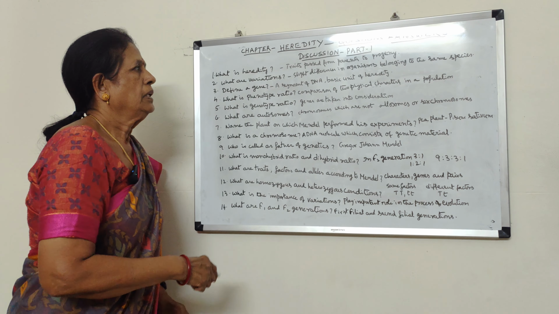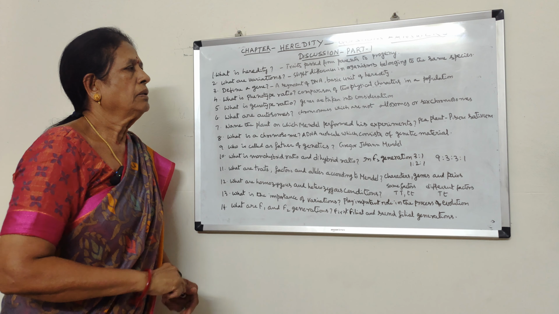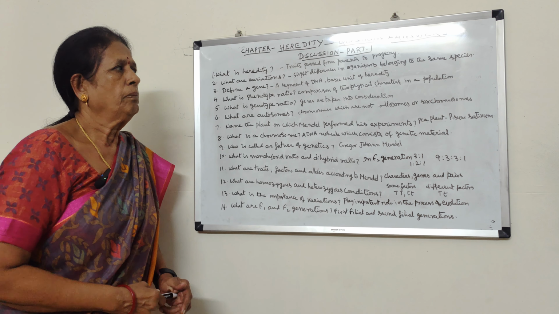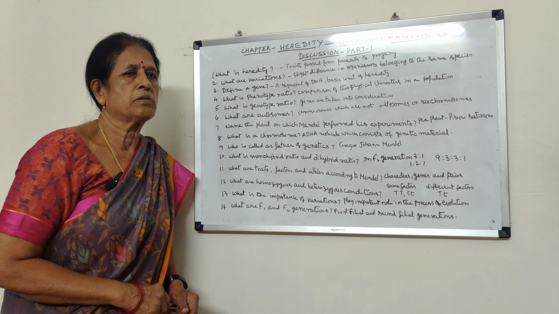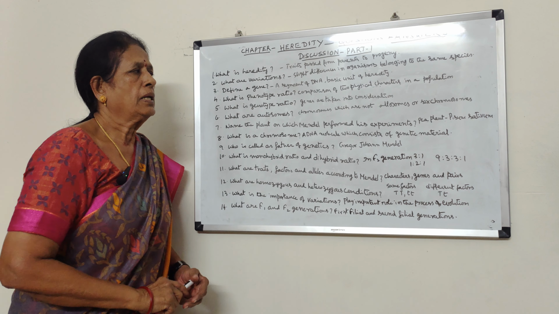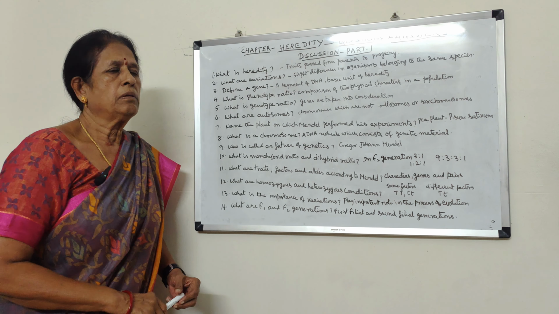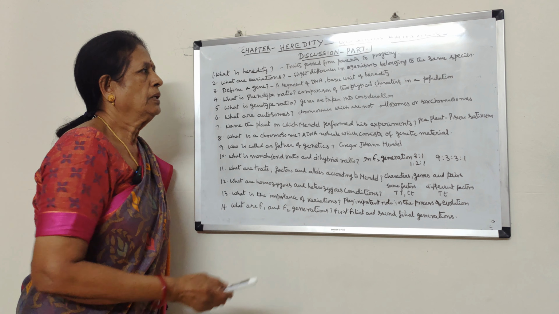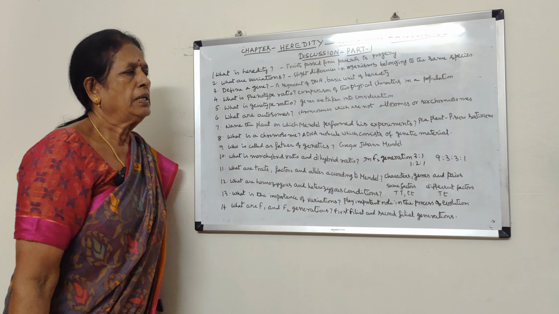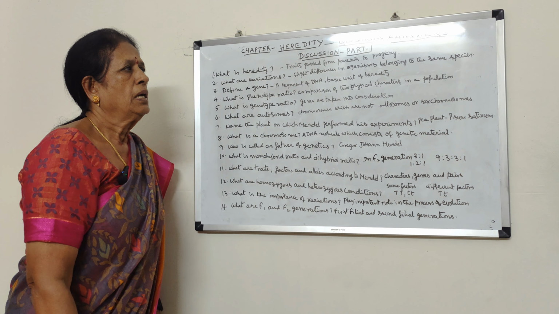Heredity is the process where the traits are passed from parents to progeny, or parents to offspring. It means the characters are passed from the parent generation to offspring. That is called heredity. What is variation? Variation means the slight difference in the organisms belonging to the same species, in a population.